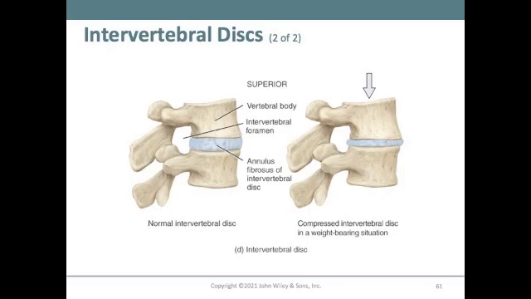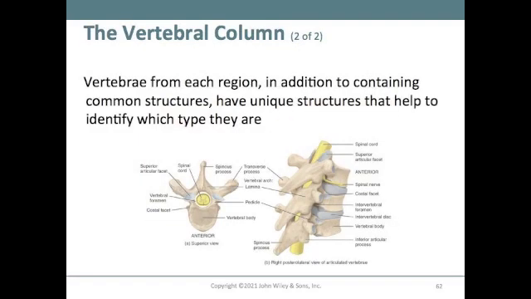And then you can see the vertebral body and the annulus fibrosus of the intervertebral disc. This disc just separates your vertebrae and gives them some cushioning, helps to support, and absorb shock. The vertebrae from each region, in addition to containing common structures, have unique structures that help to identify which type they are. Okay, so this is page 226, figure 7.17.